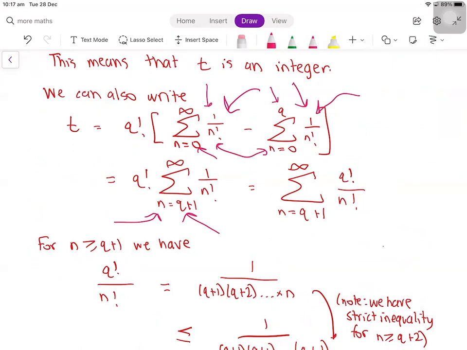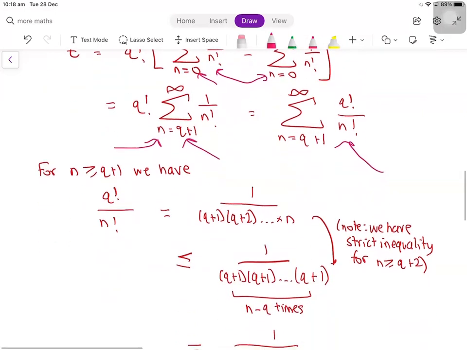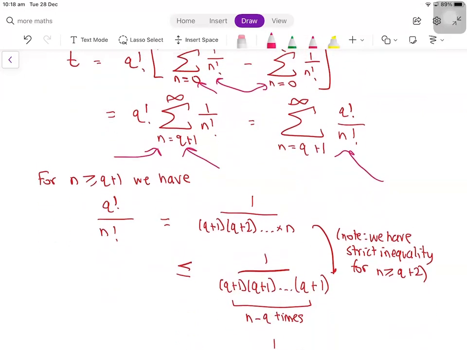And now we can rewrite this by putting the q factorial on the inside, so we have the sum of q factorial divided by n factorial from n equals q plus 1 to infinity. And now we'll use some inequalities here to get a contradiction eventually.